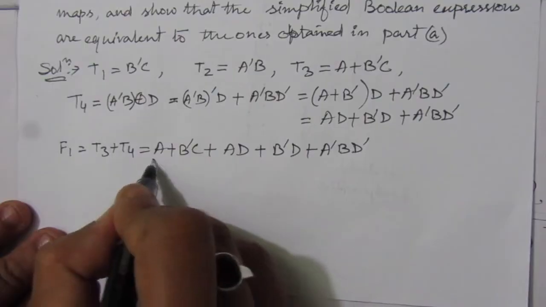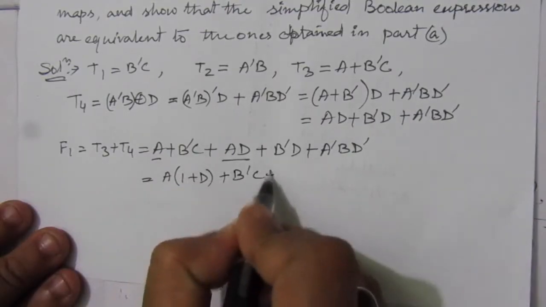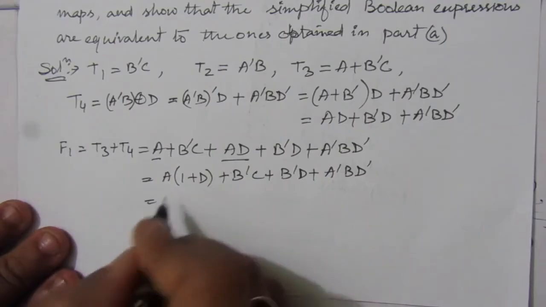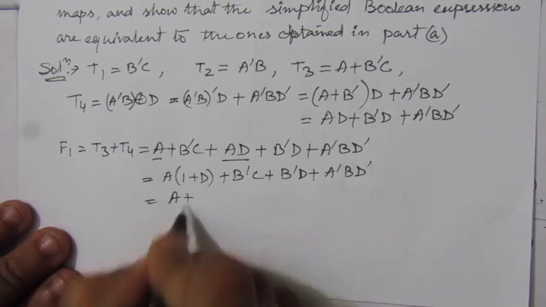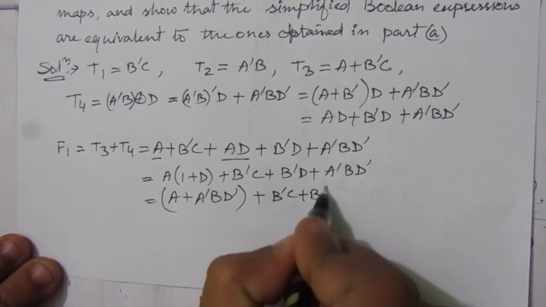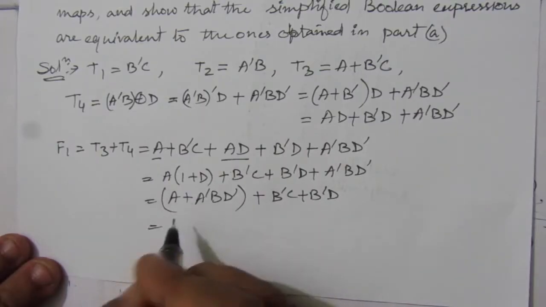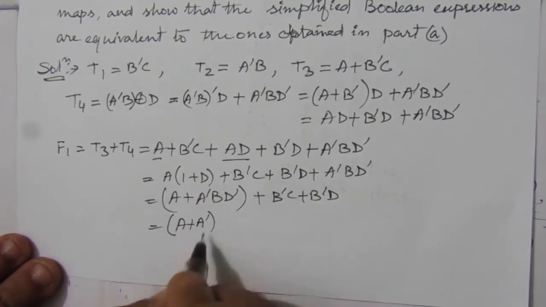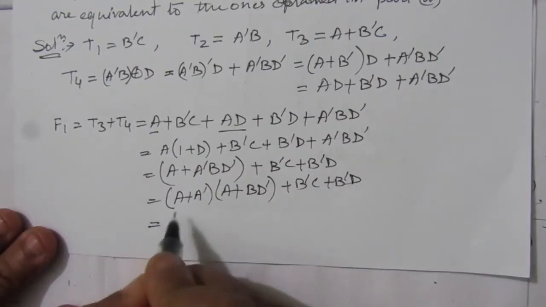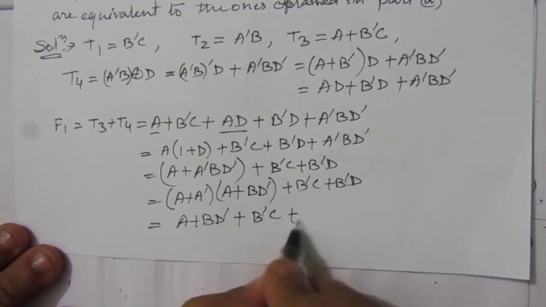From here, suppose we consider these two terms, A and AD. If we take A common, we get A times 1 plus D, plus B bar C, B bar D, plus A bar B D bar. This 1 plus D is 1, so we have A plus, suppose we take this term, A bar B D bar, and we are left with B bar C plus B bar D. Assuming it to be of the form A plus A bar B, we can expand it as A plus A bar whole into A plus B D bar, plus B bar C plus B bar D. Now we can see that this is nothing but 1. So we'll get A plus B D bar plus B bar C plus B bar D.